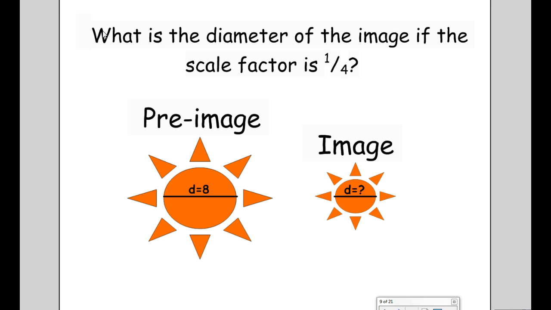Nasia, enlargement or reduction? Reduction. Definitely a reduction. And I'm telling you the scale factor is 1/4. So Britt, what is the diameter of the second sun? Can you read that? That says diameter is 8. This is 8. We don't know this, but our scale factor is 1/4. All you have to do is multiply.